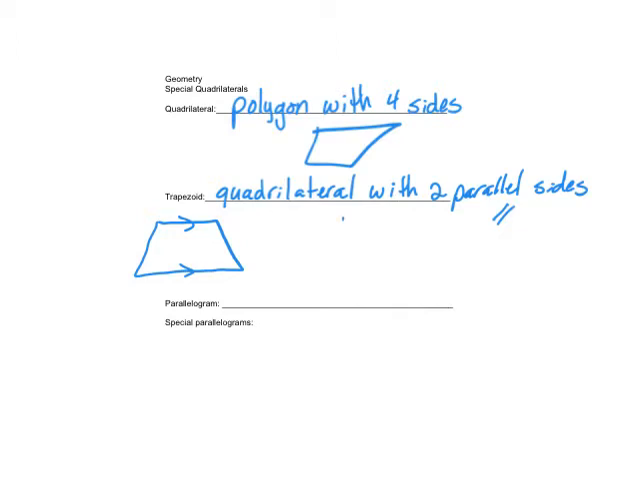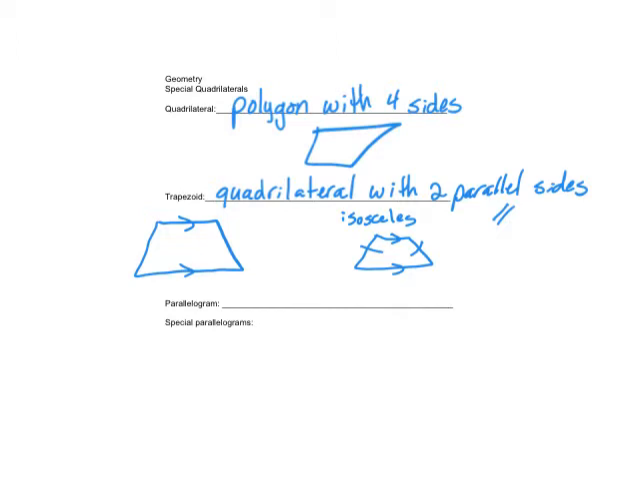Now we also have something called an isosceles trapezoid. Oops, and I didn't draw it right. Hold on. Let me make that a little bit better. Okay. An isosceles trapezoid has the non-parallel sides congruent. So it's like an isosceles triangle with the top chopped off.